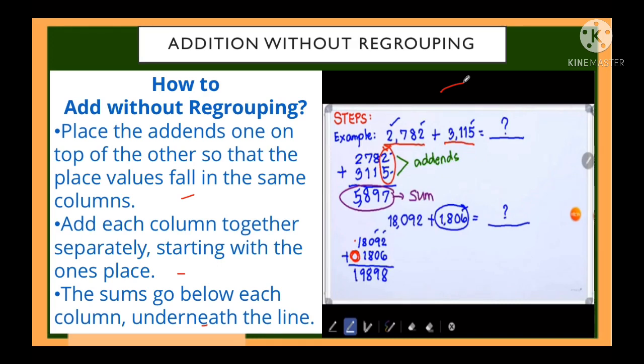Alright? And again, do not forget the comma. It will separate the hundreds and the thousands. So, after the 3 numbers, 1, 2, 3, we have a comma here. Wait, it's not clear, so I will erase it. Okay. I will put the comma here. Okay, so we have the final answer, or the sum, which is 19,898.